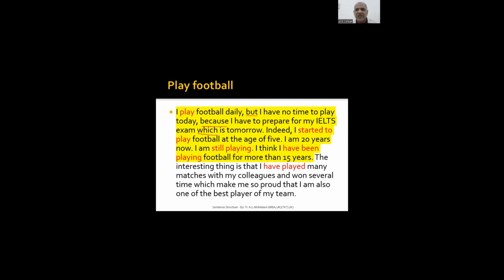You can bring it. So now I'm talking about another idea. Indeed, I'm talking about another idea. I started to play football. So I'm talking about football continuously. I started to play football. This is the past tense. I started to play football at the age of 5. So this is the past tense. So now I am 20 years old. Yeah. I'm still playing.